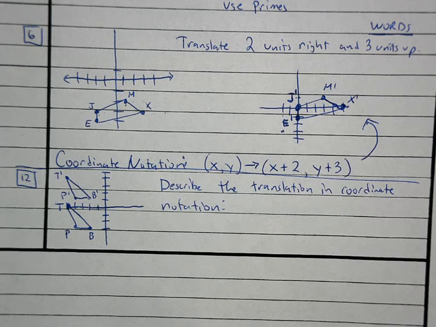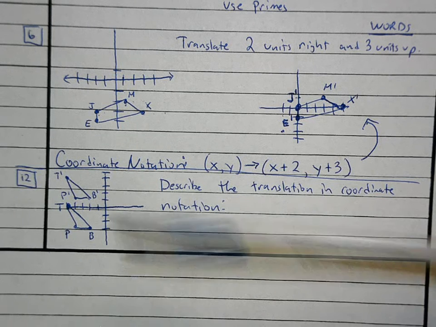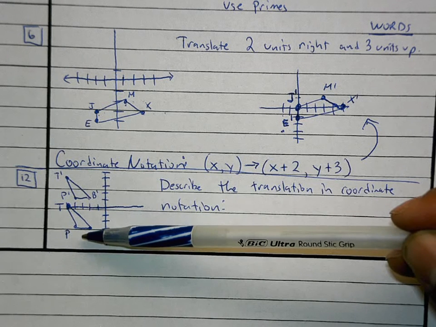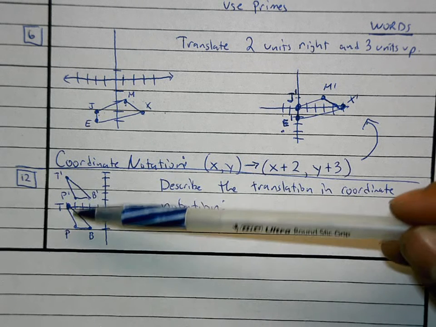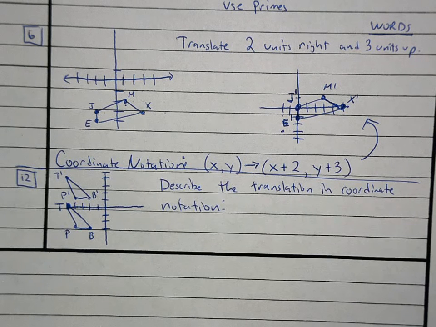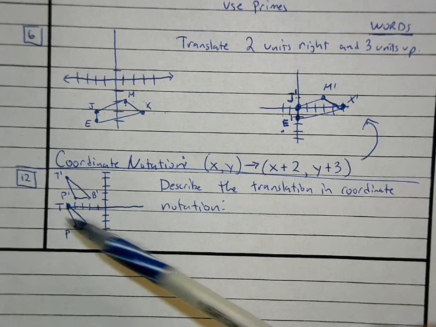The hardest part for some of you is to know which one is your original object and which one is the moved object. So the original object is the pre-image. Is it T, P, B or is it T prime, P prime, B prime? Which one is the original object? This is our original object, the bottom one. And then we go to this image. So we're starting here, we're ending here. If you don't know, you can write start, end, it's fine.